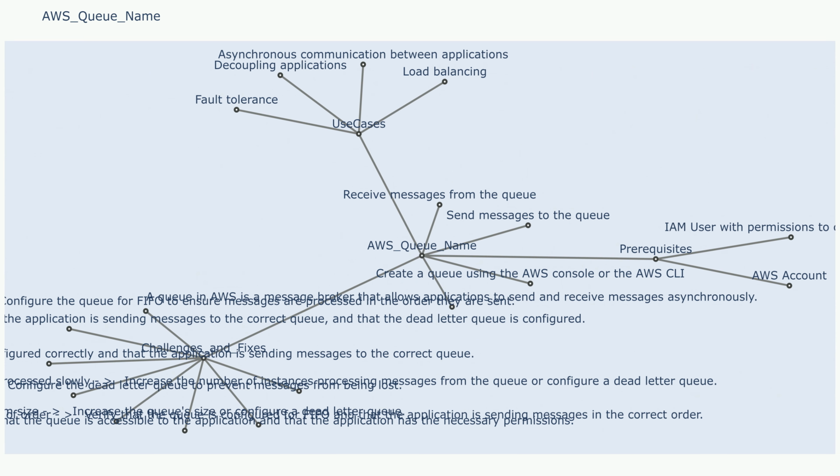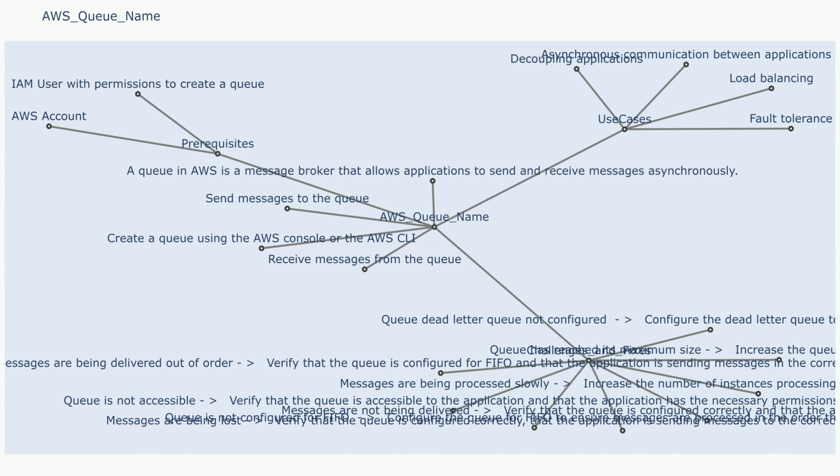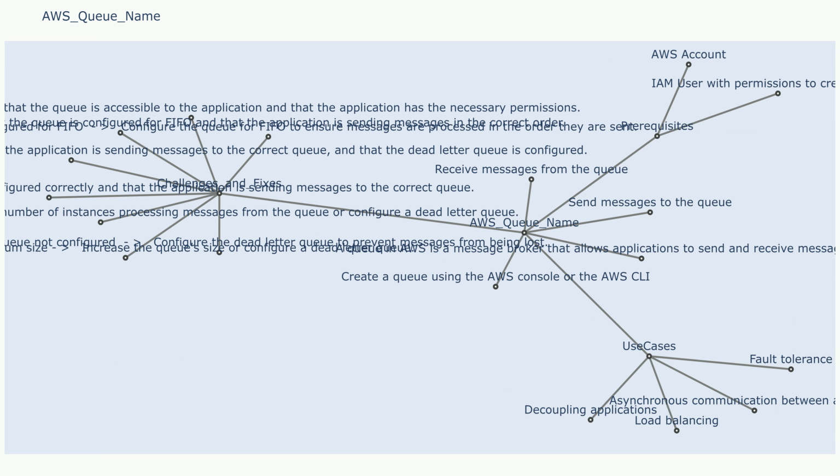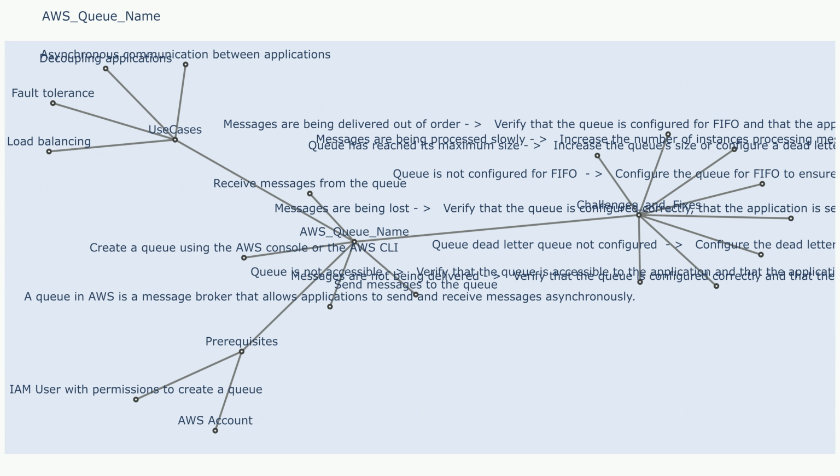Challenge: queue has reached its maximum size. Fixes: increase the queue's size or configure a dead letter queue. Challenge: queue is not accessible. Fixes: verify that the queue is accessible to the application and that the application has the necessary permissions.